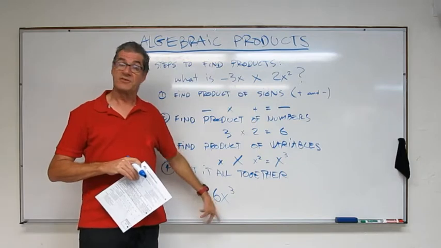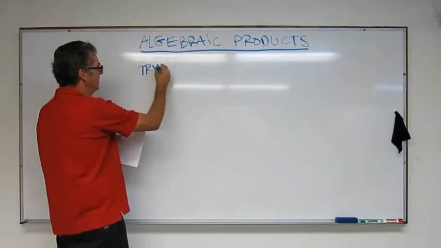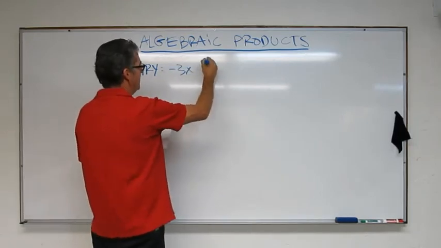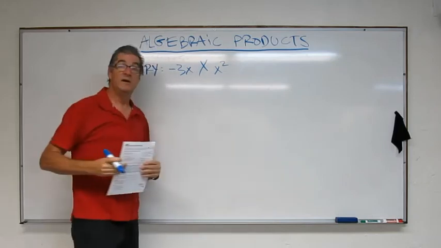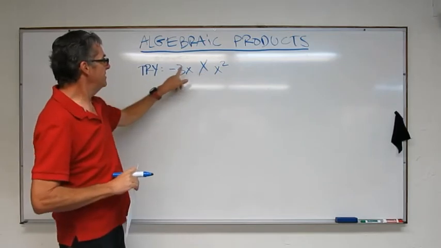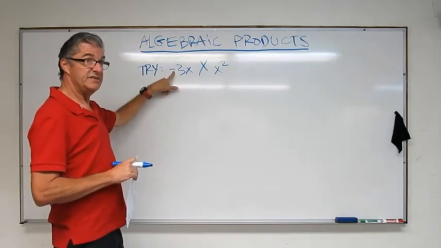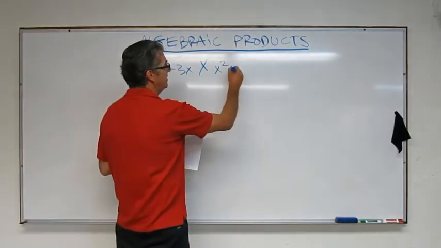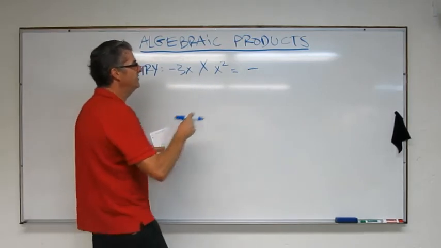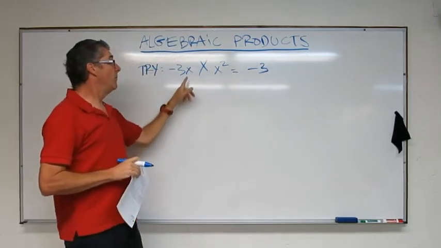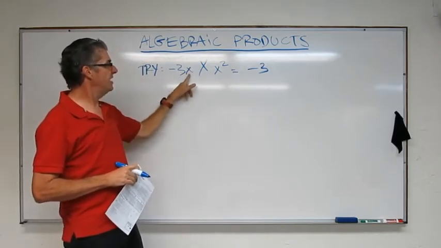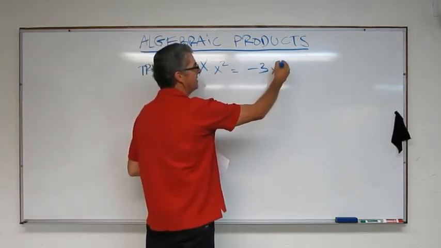Okay? So let's do some examples. Let's try this one. Minus 3x times x squared. Pause the video, give that a try. Okay, so there's a plus and a minus. So the product of the signs, minus times a plus is minus. That's my first one. Multiply the coefficients, the numbers. So that gives us the minus 3. Now multiply the variables. X times x squared gives me x to the 3rd.